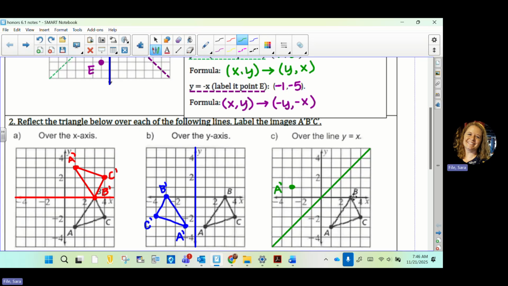Okay, B is at 3, 0. If I flip that, it should be at 0, 3. So there's my new B prime. And then C is at 4, -2. If I flip that, it would be -2, 4. So there's my new C prime. So you can use the rule like that to plot your points if you prefer. And again, I think y'all can visually see, if I were to fold it over this line, these would match up.